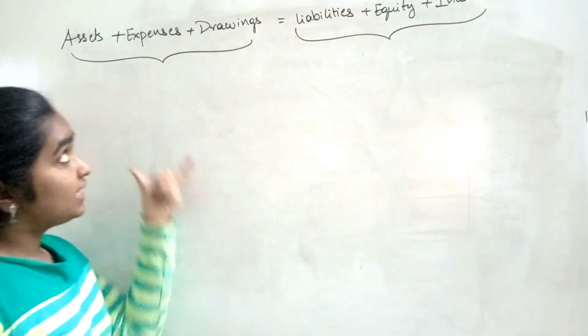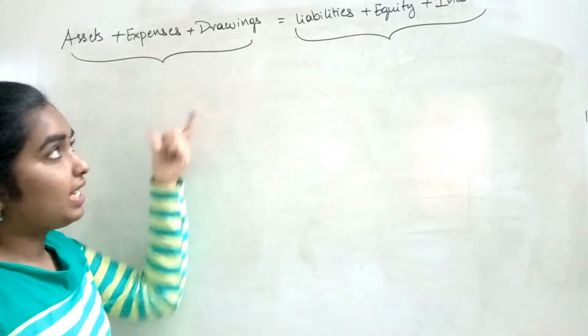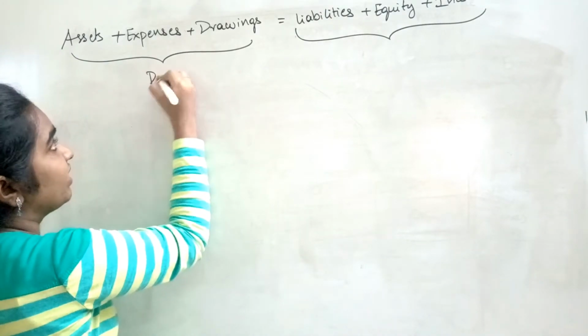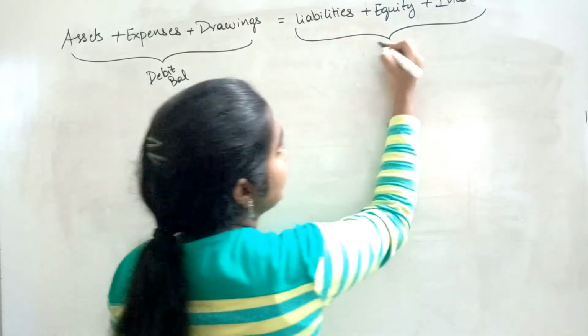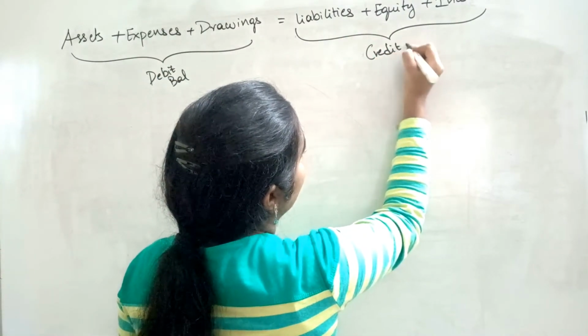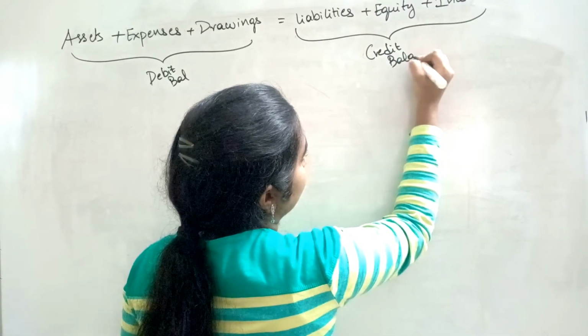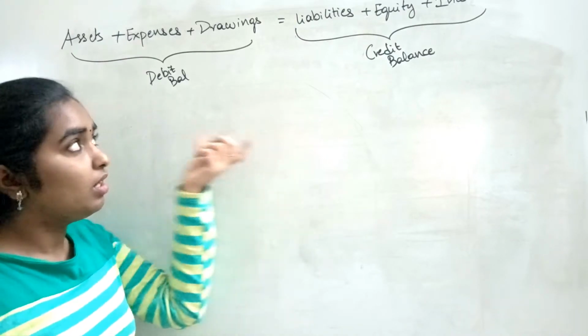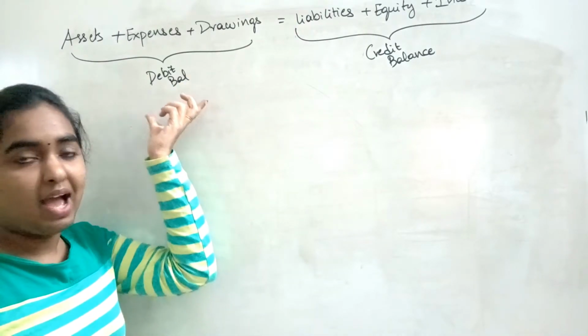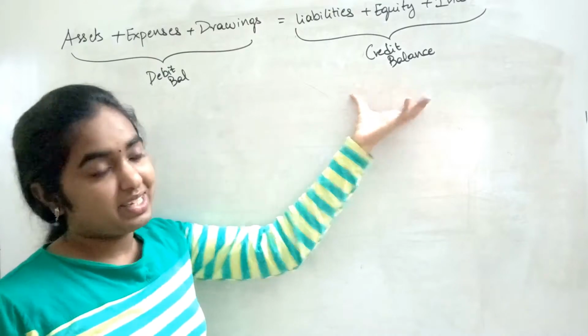It means these three types of accounts will be always having debit balance, and these three will be always having credit balance. Okay, so this is an easy way to remember what types of accounts will be having debit balance and what will be having credit balance.